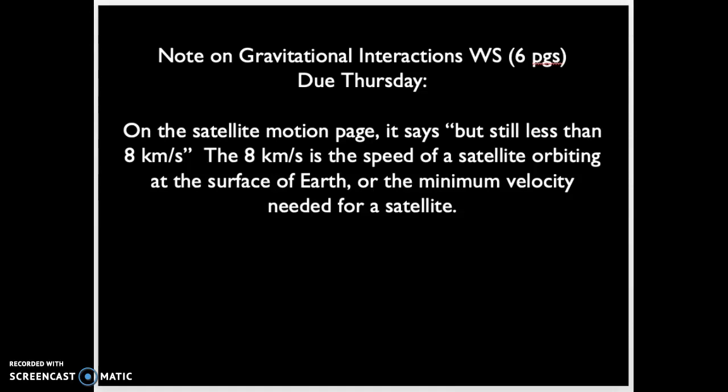Here's a quick note for you about the Hewitt worksheets. Just to note that when it talks about 8 kilometers per second, we derived that last class, so look that up, but that's the speed of a satellite orbiting basically at the surface of Earth or close to it. And so that's your minimum orbital speed for a satellite.